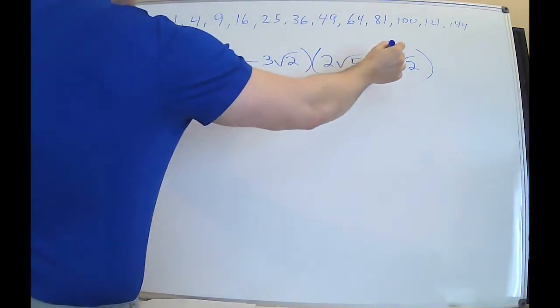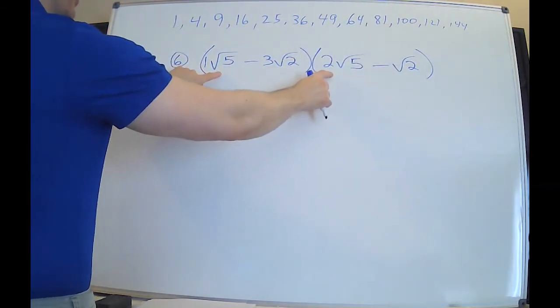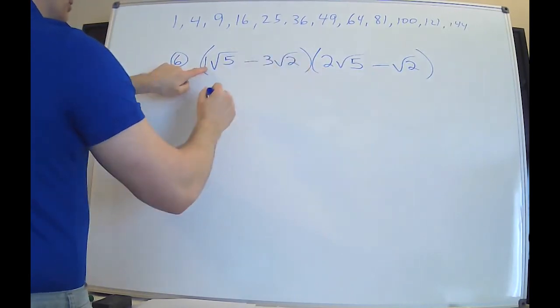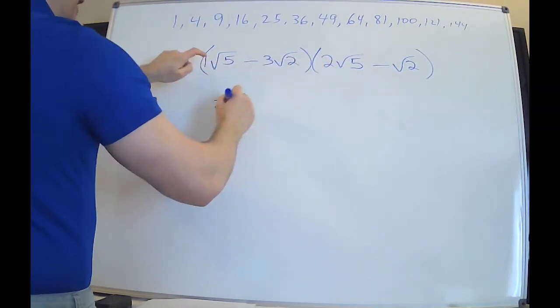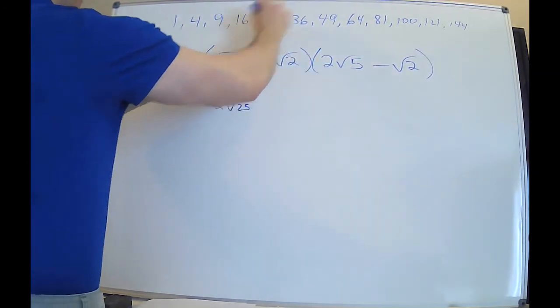Anything that doesn't have a 1, you can put a 1 there. I kind of screwed up, I can't fit it. So again, you do the first, then the outer, then the inner, then the last. So you do 1 times 2 on the outside, and you do radical 5, you get radical 25. That's my first. Now I got to do the outer.